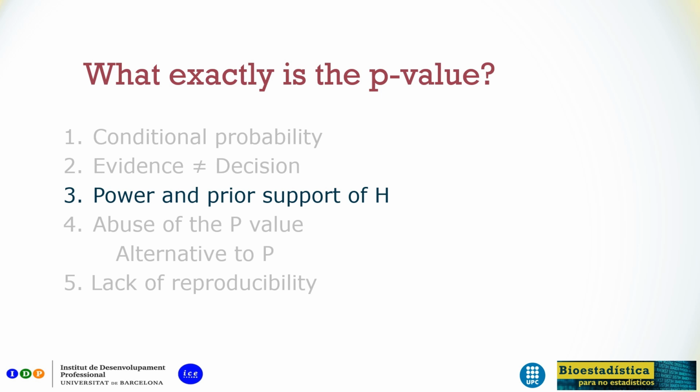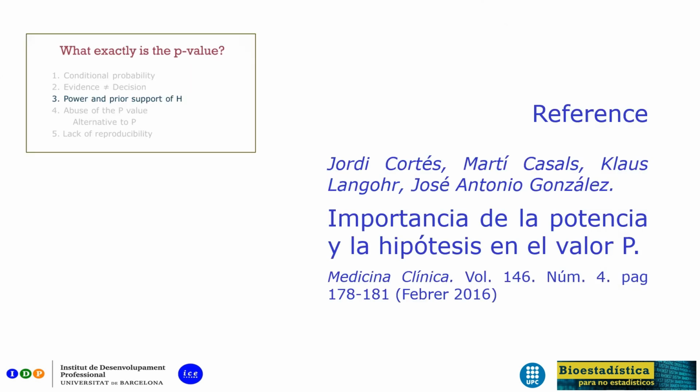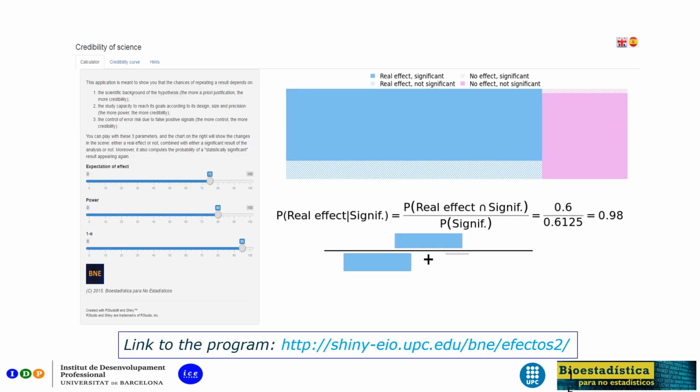Let us now see the power, or probability of obtaining a significant result if the alternative hypothesis of interest were true, and the support in favour of H, or support of the evidence accumulated so far. And we are going to see them with the computer application referenced here, which can be accessed by the viewers. This paper shows how alpha, power, and support altogether influence subsequent credibility, which we define as the probability that the effect will be true once a significant result has been observed.